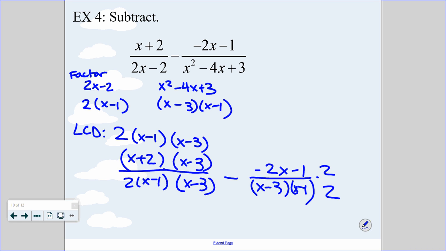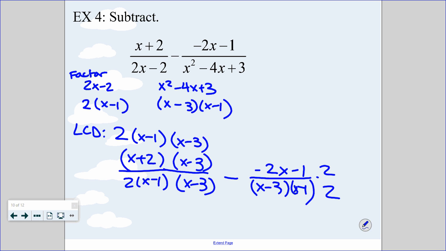Questions about that? Do you see why that's our least common denominator? Because that's what we were able to get to be the same. We only needed to add a 2 over here, and we only needed to add an x minus 3 over here in order for them to be the same. Okay, now we can combine them.